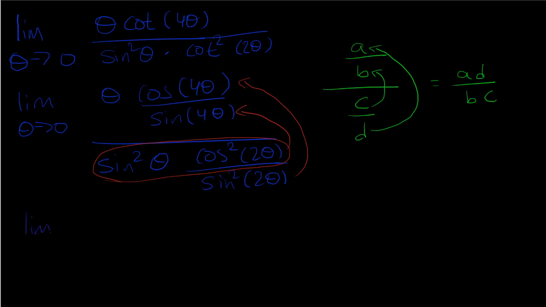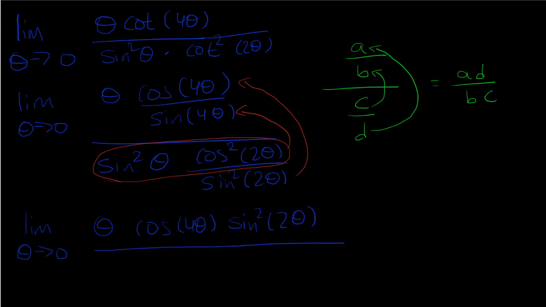So I'm going to multiply this. I have theta times cosine 4 theta, and then multiply that by sine squared 2 theta over sine squared theta cosine squared 2 theta times sine 4 theta.